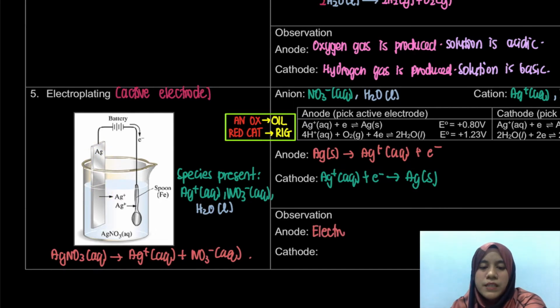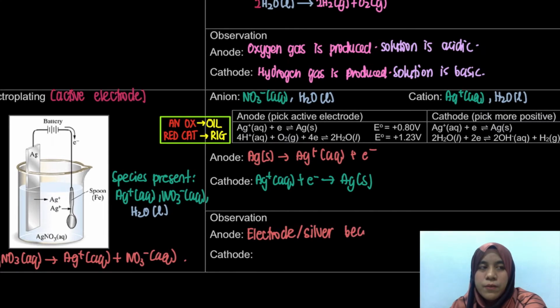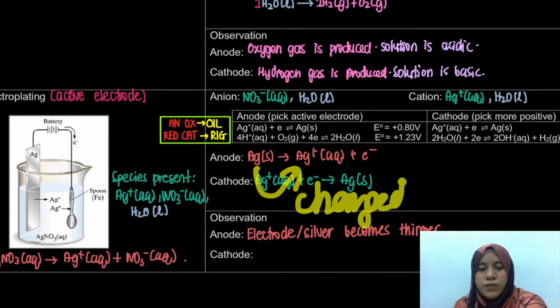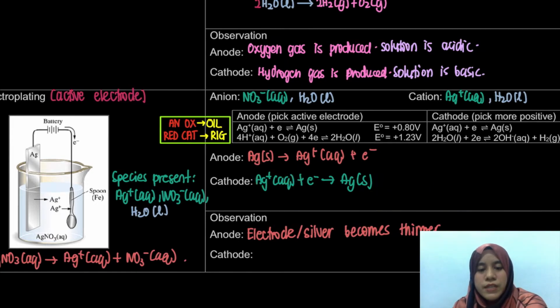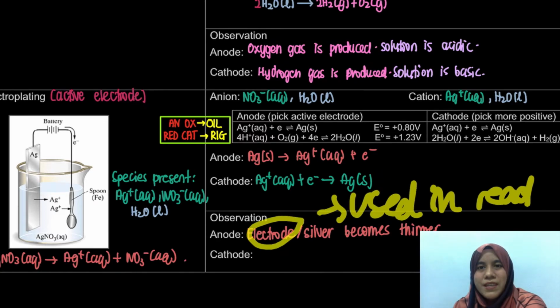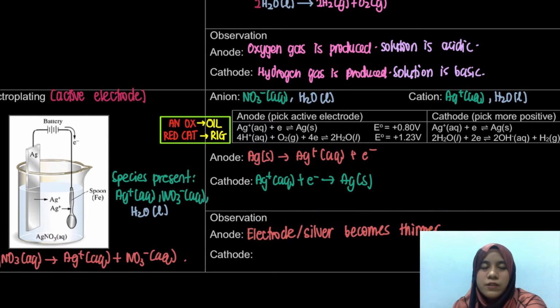So here it mentions that the electrode, the silver, will become thinner. Why? Because it is dissolving into Ag+ in the solution itself. So that is for the anode. It is used in the reaction, so that's why it is thinner. The inert electrode is not involved, right?